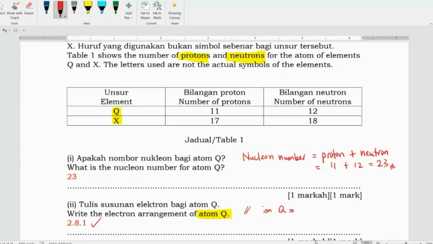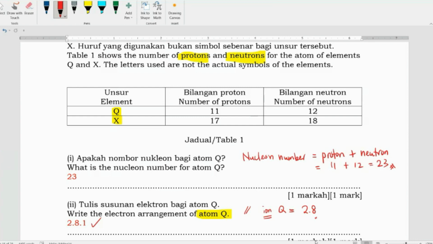Okay, I give you a clue. Ions means it already achieved octet electron arrangement. Means it will gain or lose the electrons to achieve octet electron arrangement already. 2.8. Yeah, 2.8. Very good. Meaning that if ions Q, the electron arrangement already achieved octet, now it will be 2.8. Very good, Faris. So ions Q electron arrangement is 2.8.